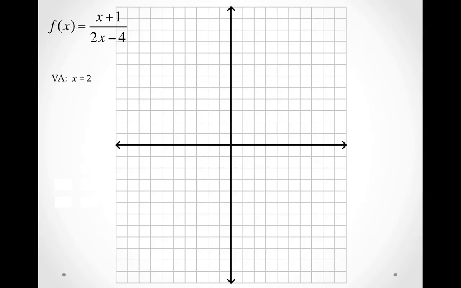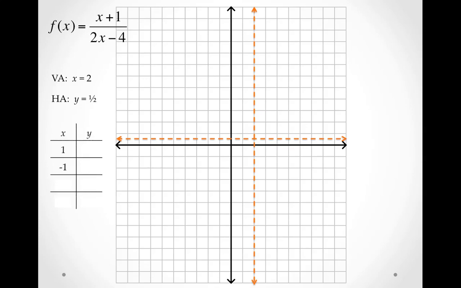So on my graph, I'm going to graph x equals 2 as my vertical asymptote, and y equals 1/2 as my horizontal asymptote. Now I can choose some x values to the left of my asymptote. So I chose positive 1, which gives me negative 1/2, and negative 1, which gives me 0. So those points are going to go right here. And then choose a couple of points to the right of my vertical asymptote. Those will give me values of 2 and 1. And those points will go right here.